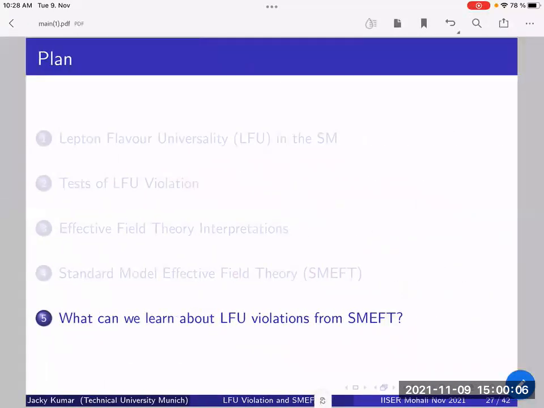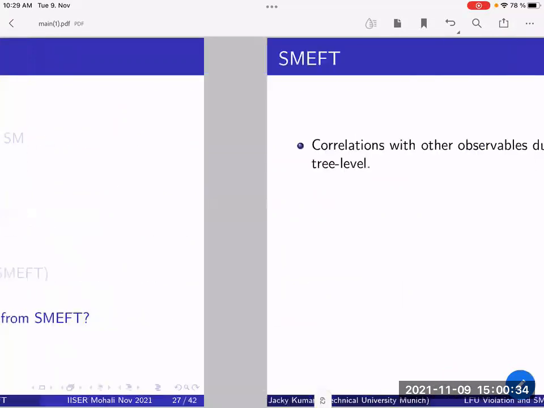So what can we learn from SMEFT from LFU violation? Now we ask the question: if we use this most general theory framework, the standard model effective field theory, and in future these LFU violations are confirmed, what will we learn from SMEFT? Because this is a model independent and most general framework, with some very reasonable assumptions which are supported by LHC, what will you learn from it?